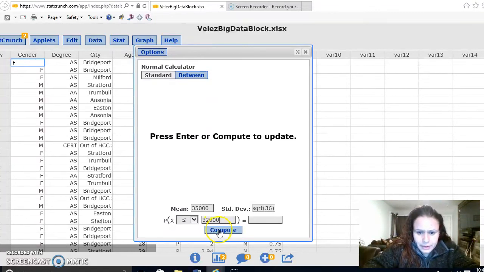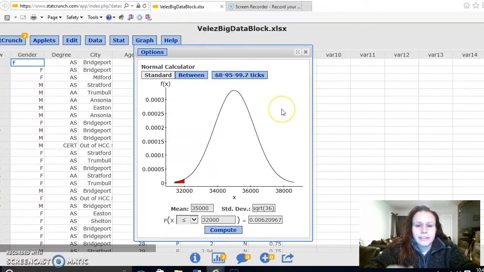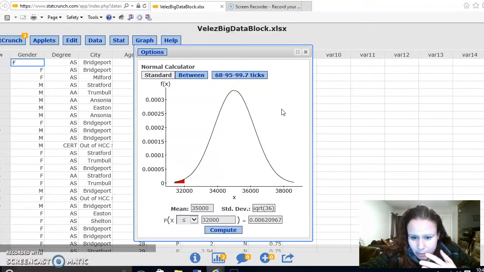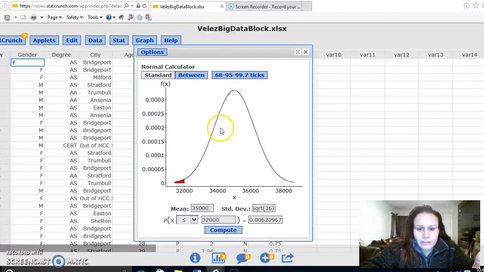All right. Now in this graph, we can see that the probability of a teacher's salary being lower than 32,000 is very low. If you can see, it's like 6%. So in this graph right here, you see where the mean is in the middle, and you see that right here, the probability is very, very little.